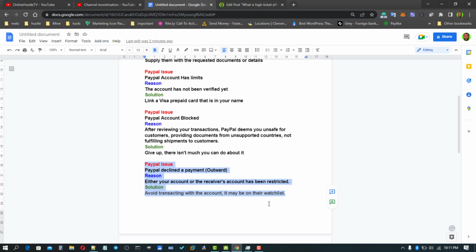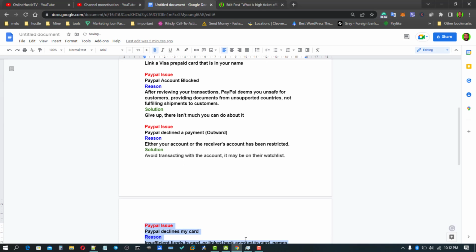So for this, either the receiver has been restricted, like I have already said. So the solution would be to avoid transacting with this account. So avoid transacting with someone that has been restricted.